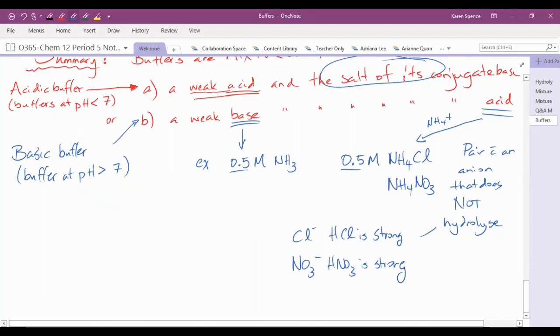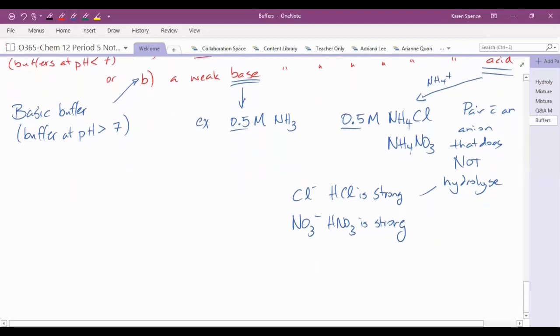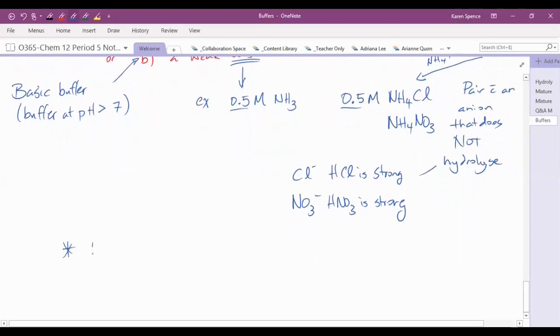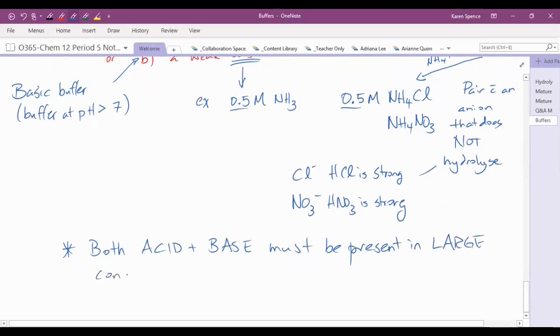Okay. And I think the last thing is just we've really focused on the fact that we need this weak acid and its conjugate base. They both need to be present in big quantities. So let's just put a note there. Both acid and base must be present in large concentrations.